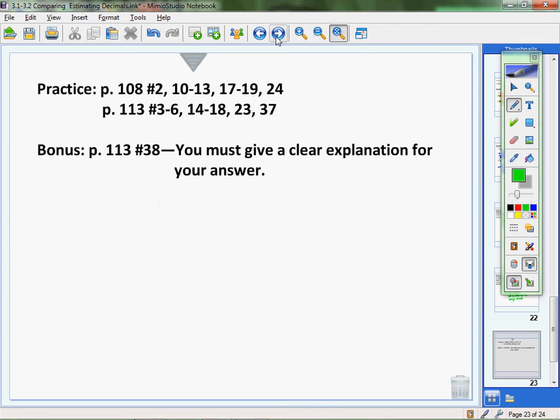All right, now here's the homework. These are the problems that you need to complete for homework. They are due the next day that we have class. There is a bonus question. You must give a clear explanation for your answer in order to get credit for it. All of these problems are rounding or estimation problems. Remember, when you are estimating, show what you rounded to. Don't just write down an answer.